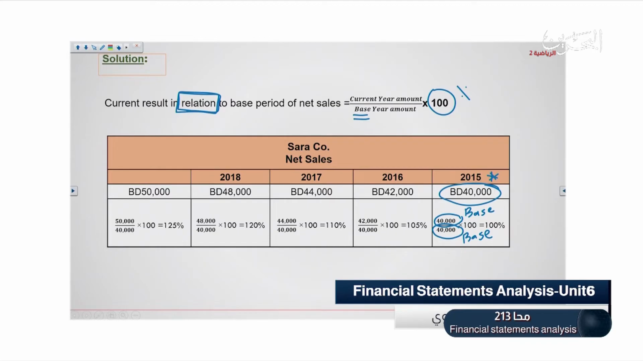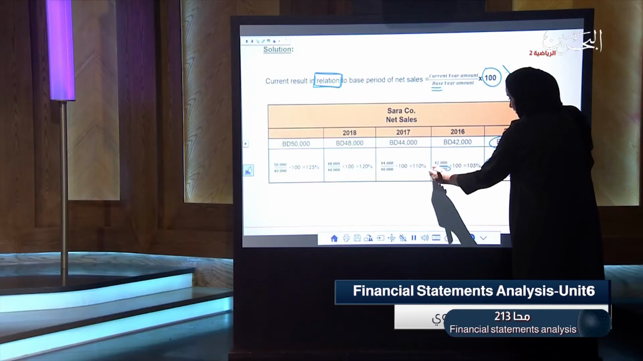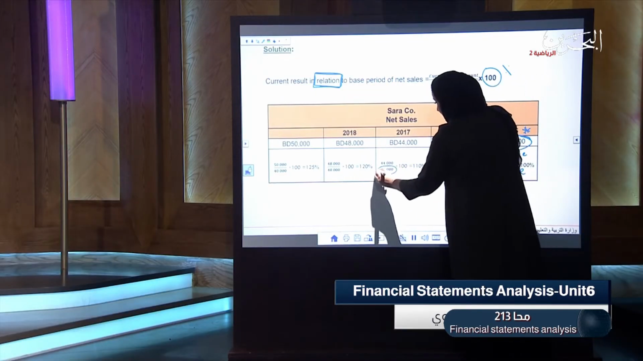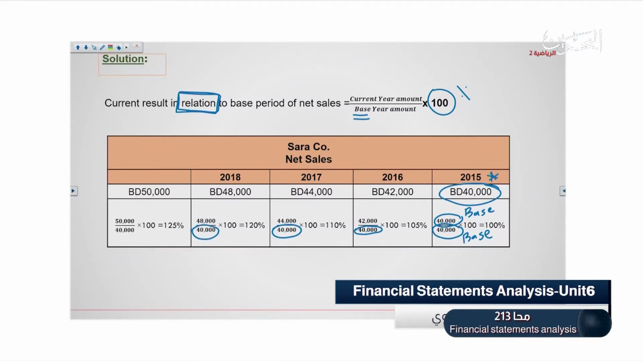Let's see 2016. The base year in all years will be this one. Okay, only we change the current year. 42,000. Okay, 42,000 divided by 40,000 multiplied by 100 equals 105%.